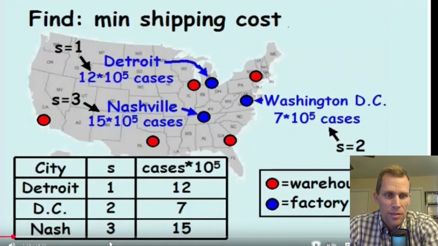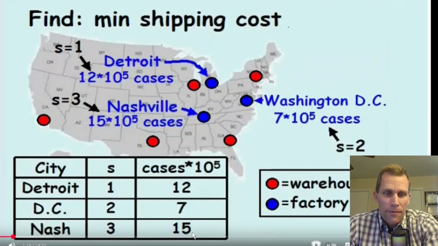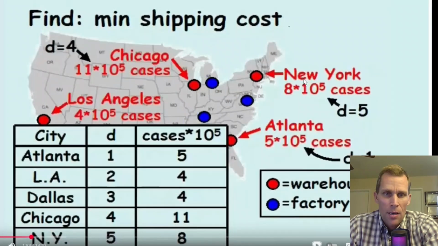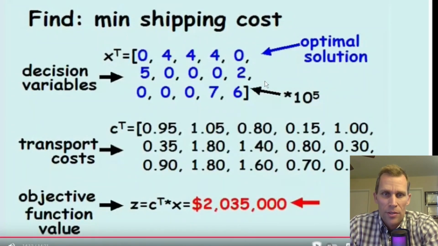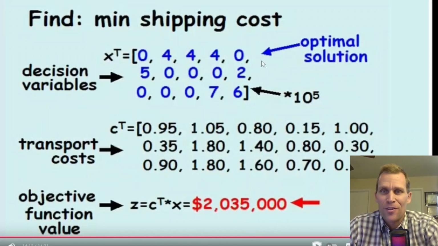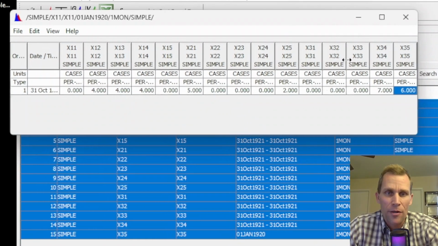D5. I've also noticed that 12, 7, and 15, those are the total fabrication capacity of our 3 factories. But then if I scroll forward to the results, we have 12, 7, and 13, which means we have an extra 2 units or 200,000 cases that can be fabricated out of that Nashville factory. So we actually have a slack variable right here, which means probably the costs of shipping out of Nashville are too high, and we can look at the cost coefficients right here and determine that is true. All right, so those are our decision variables right here.